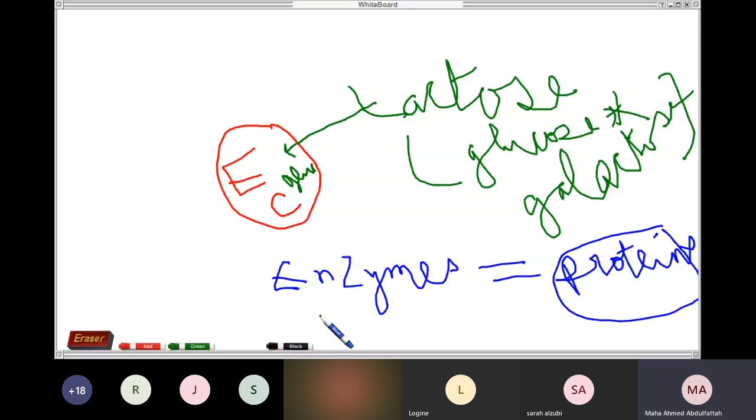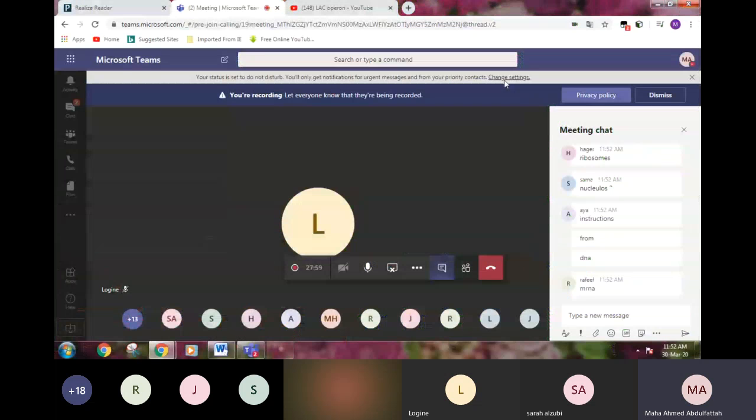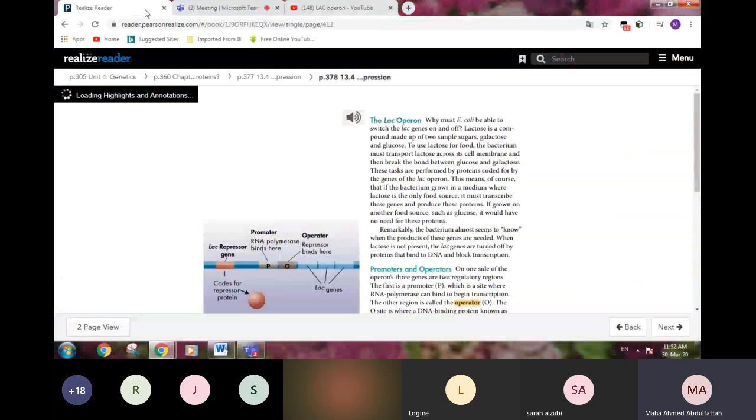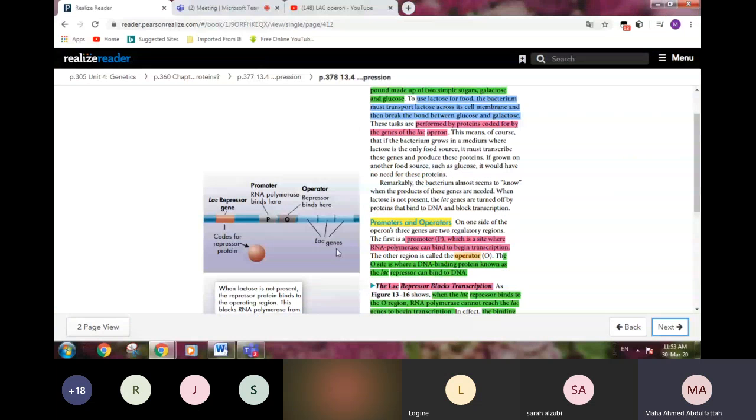So if I return back here to the enzymes, which are proteins, they are formed by instructions from genes. So let's stay firm on this point: genes. Let's go back to our book. Here these lac genes are responsible, or they carry the instruction for the formation of the enzymes needed for the process of lactose feeding, as we saw on the board. Is it understood?